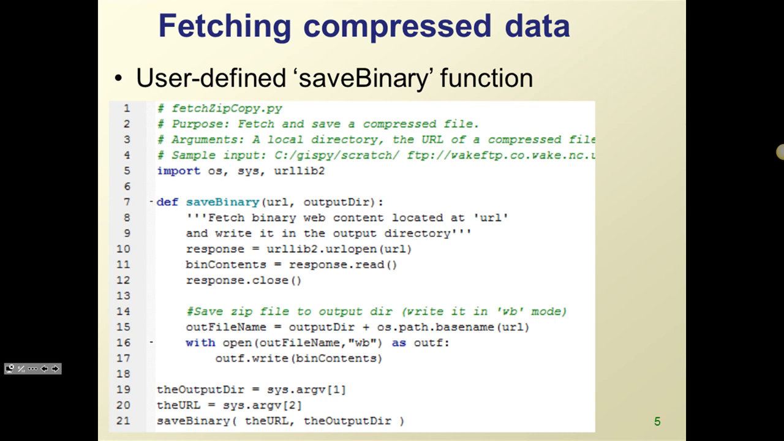In this script, the user has to pass in the directory where they want the zip file to be saved and the URL of the data that they want to download. So on lines 19 and 20, we get that information from the user, and then on line 21, we call the save binary method. We pass in the URL and the output directory to the function. The function itself fetches the given URL and saves it in the given directory.